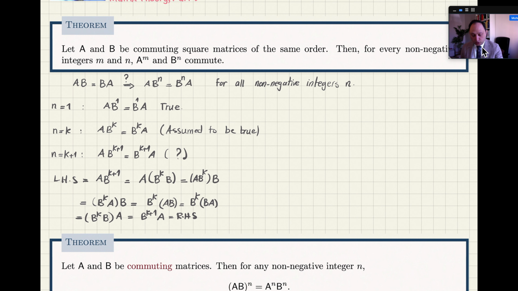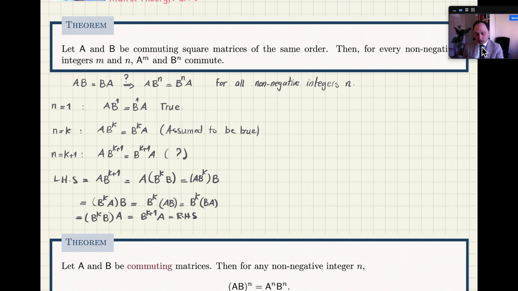So what I have shown is that, of course, you can read it in English, yes, you don't need to use letters here. So you can say that if I have two matrices that are commuting, any non-negative integer power of one of them commutes with the other one.